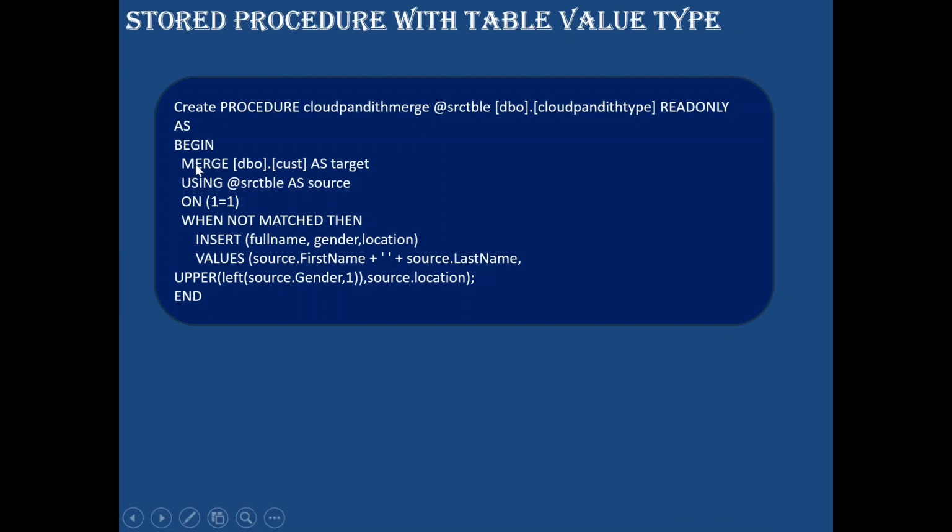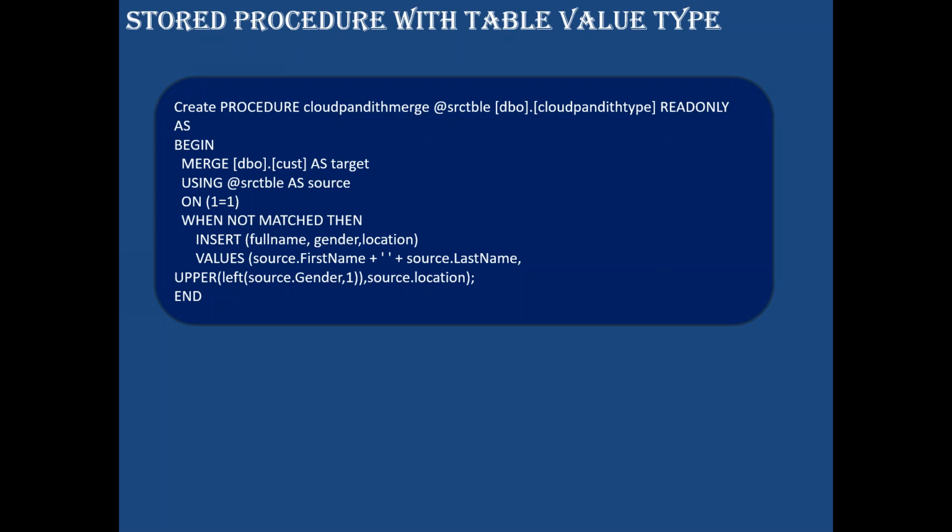What is this? So normally, CREATE PROCEDURE, procedure name, then you define the parameter name and the parameter type. What is the type you will define? You will normally define string, varchar of 50, integer, or date time, something like that. But here it is of type Cloud Pandit type.